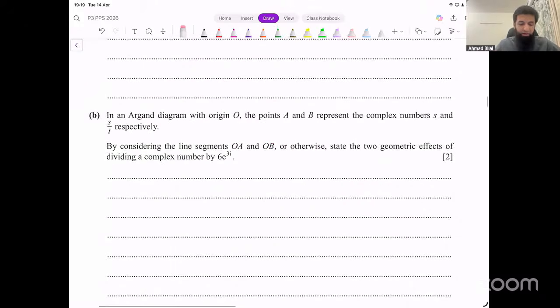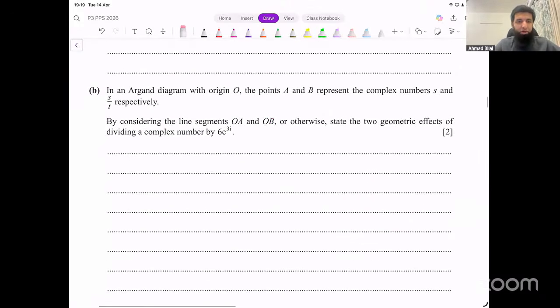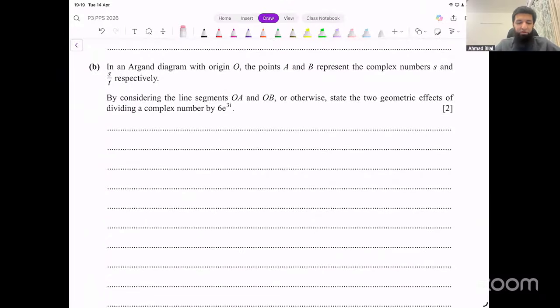Now they're saying in an Argand diagram with origin O, the points A and B represent the complex numbers S and S over T respectively. By considering the line segments OA and OB or otherwise, state the two geometric effects of dividing a complex number by 6e raised to power 3 iota. Okay, now let's think about this.